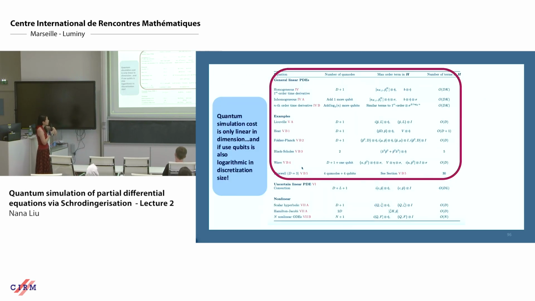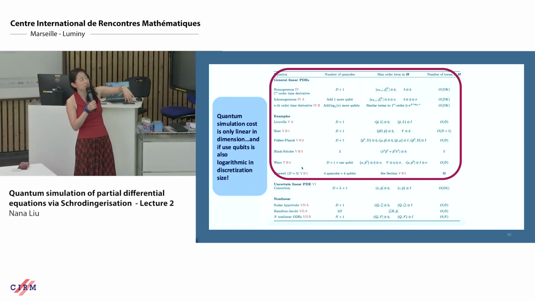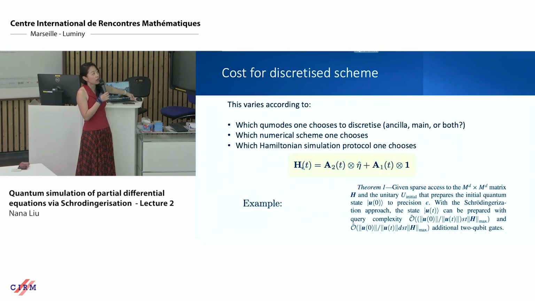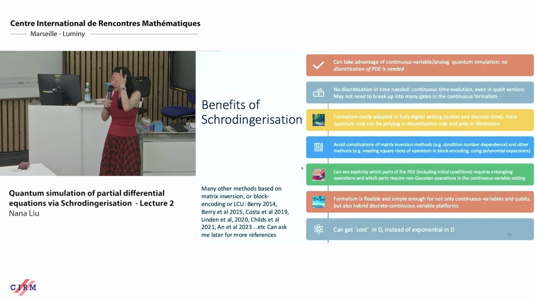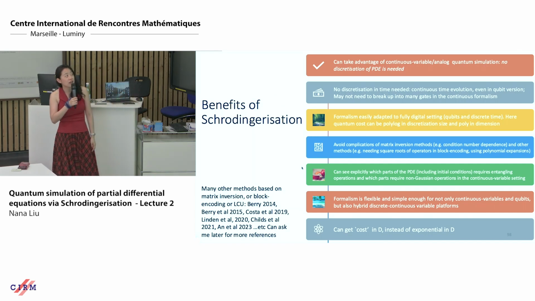This is an example. These are all in the papers, but it lists all the equations, the order of terms in the Hamiltonian, the number of terms in terms of dimension, and the highest power of the derivatives. And the cost for discretized schemes is something that we mentioned before. And then this is a list of what I consider to be the benefits, apart from the simplicity. We can take advantage of continuous simulation; no discretization of PDEs is needed.